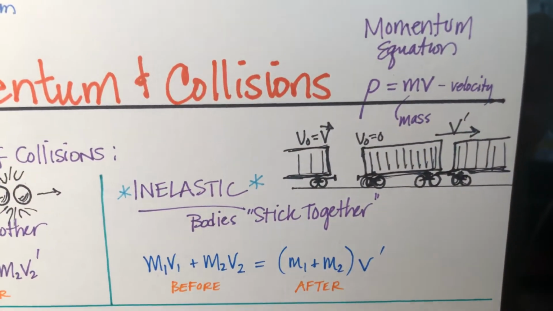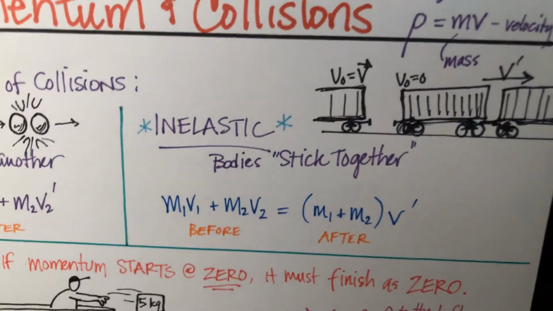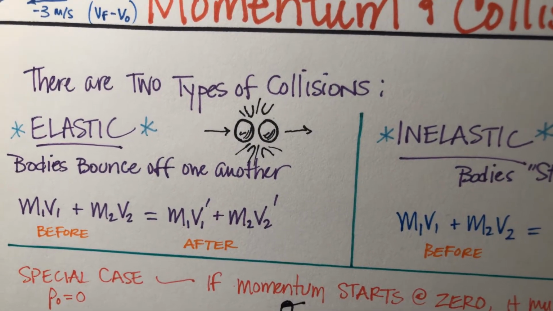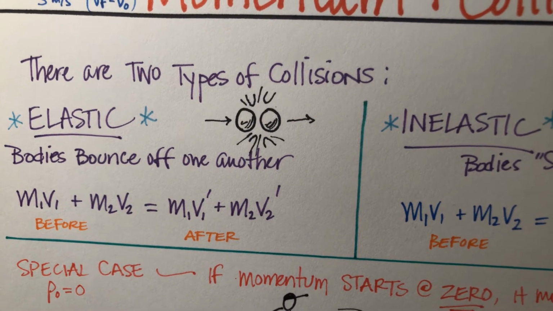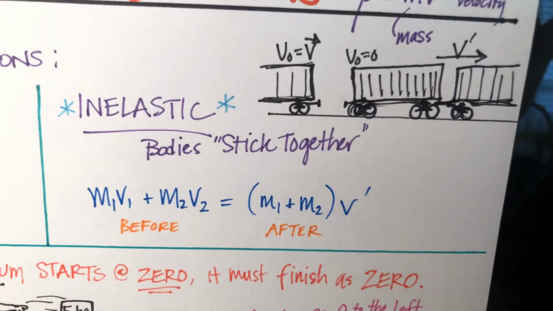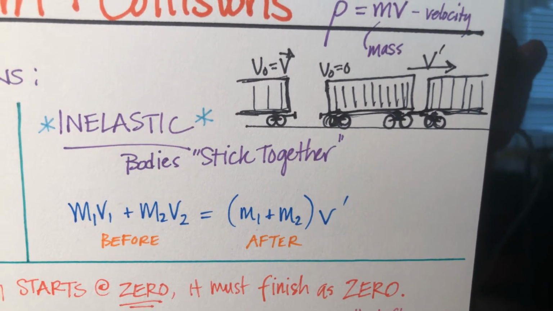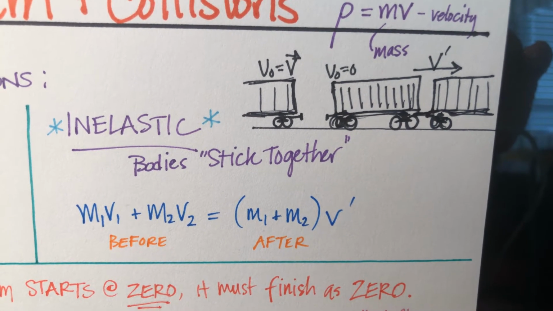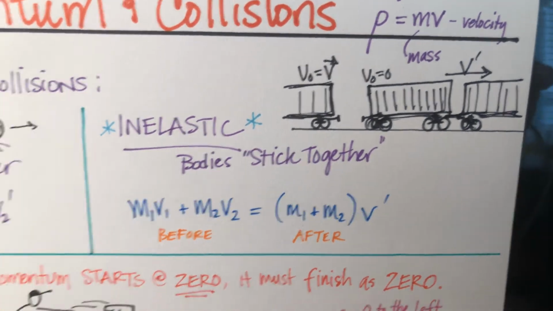Okay, so the momentum equation: momentum is equal to mass times velocity. Pretty straightforward and simple. There are two types of collisions. An elastic collision is where bodies bounce off one another. A before and after equation would be m1v1 plus m2v2 is m1v1 prime plus m2v2 prime. The inelastic collision is where bodies stick together, like two train cars getting linked. That means m1v1 plus m2v2 before is equal to m1 plus m2 connected times their V final.